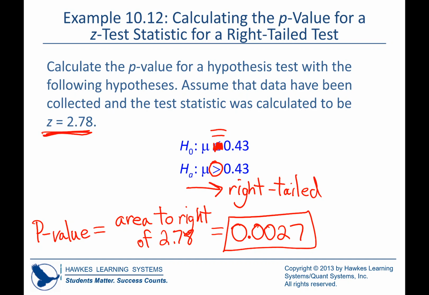And then it with and then null. Well, the alternative can't ever be equal. The alternative would be the not equal one, right? Because equality always goes with the null hypothesis.